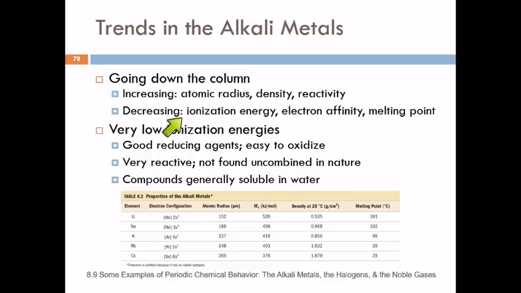Going down the column, we see that ionization energy decreases, electron affinity decreases, and the melting point also decreases. These guys in general have very low ionization energies. That makes them good reducing agents. They're very easy to oxidize. They're very reactive. We don't find them as elements in nature because they combine with just about anything that's around. And the compounds that they make are generally quite soluble in water.